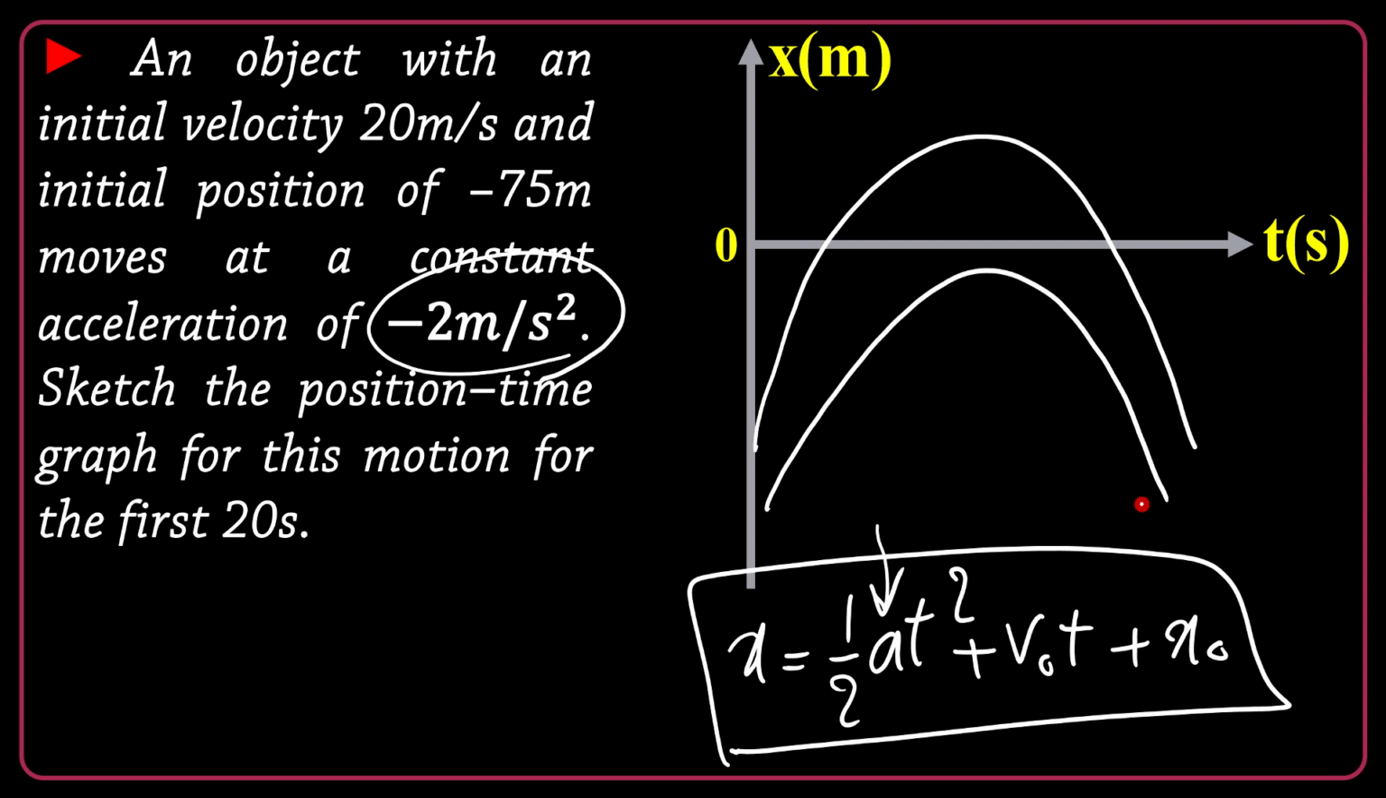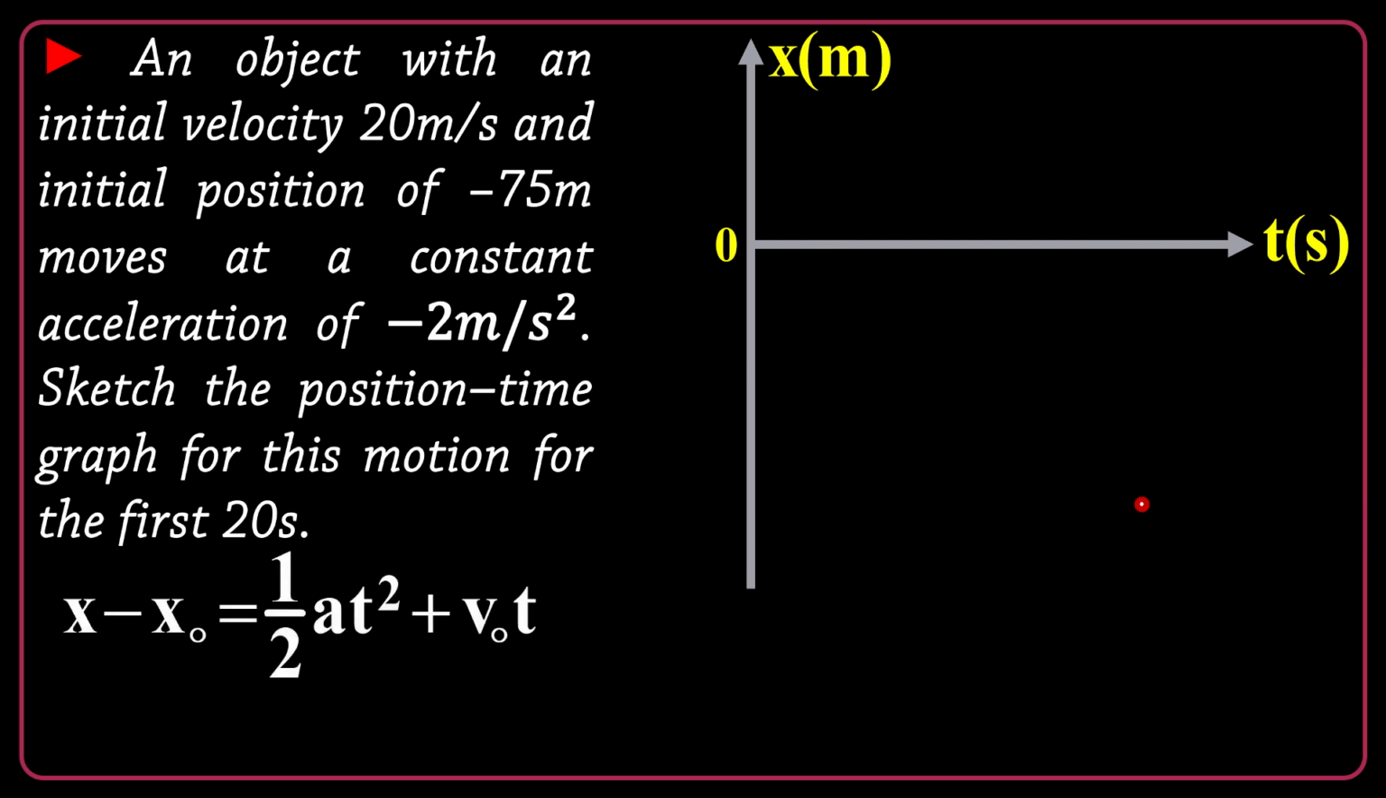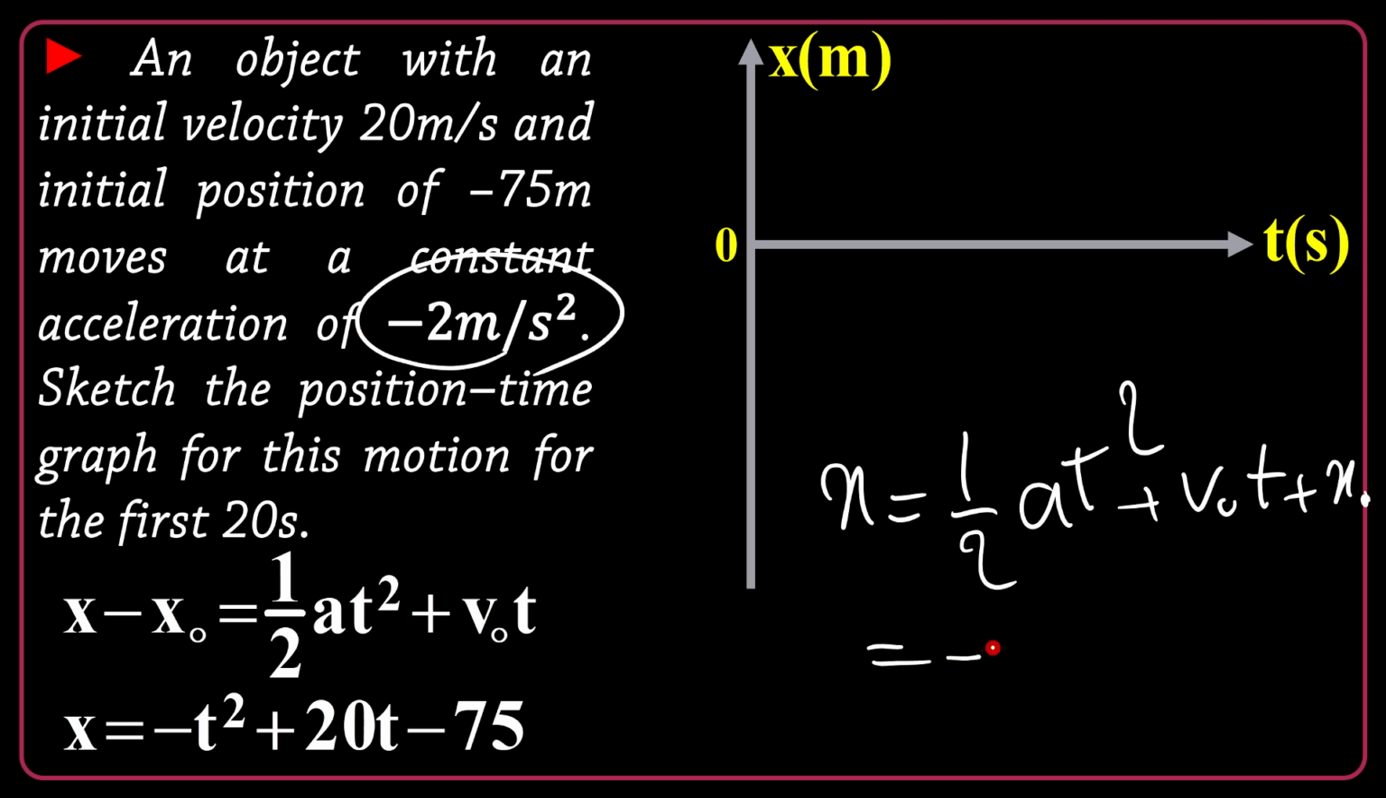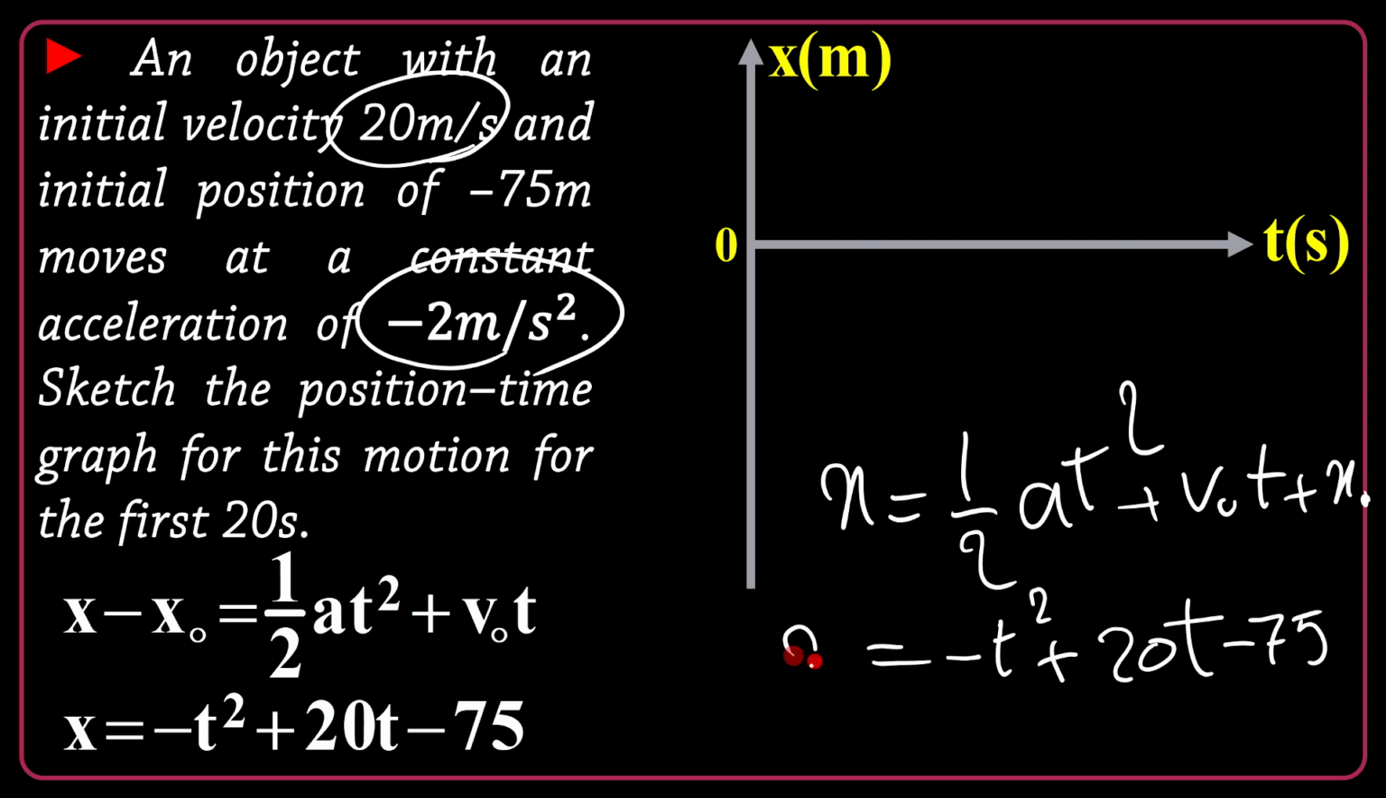First, I write the equation and then I try to draw it based on mathematical approaches. So x is equal to a half of a t squared, as the acceleration, plus v naught t plus x naught. And as the acceleration is negative 2, you see it's going to be negative t squared, plus v naught is 20, so it's 20 t, plus x naught is given to be negative 75, so it's negative 75. This is exactly something you see here.